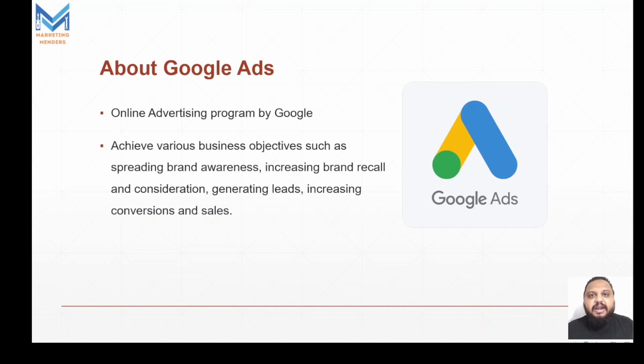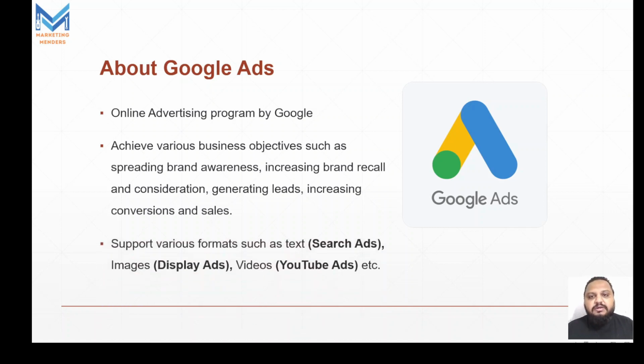For any of these objectives, there are various ad formats available on Google Ads that can be used. For example, you can create a search ad if you want to use text. You can create a display campaign if you want to use display images, and you can take help of YouTube with the help of video campaigns or video ads. And then we have shopping ads, we have Performance Max ads, and many more. We will discuss all these different campaign types in a different video later on.